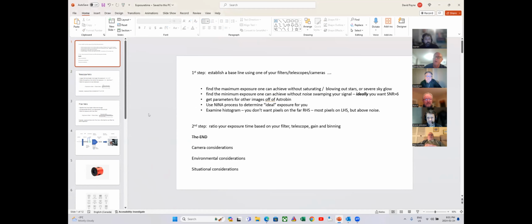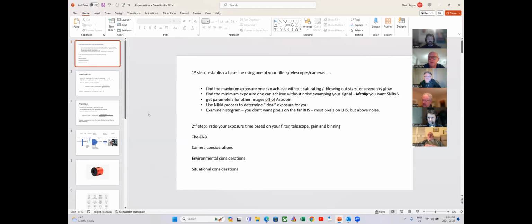One way to cheat is if you go on Astrobin and you ask, what object am I shooting? You can do a search for that. You can search for someone who shot the same object with your camera. And most of the time they'll tell you what exposures they used.